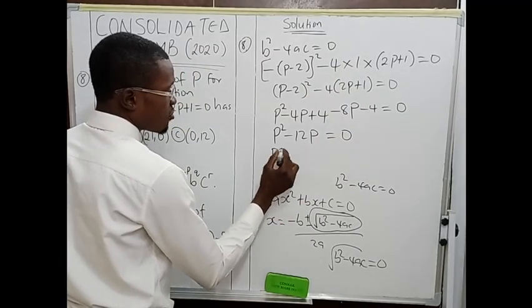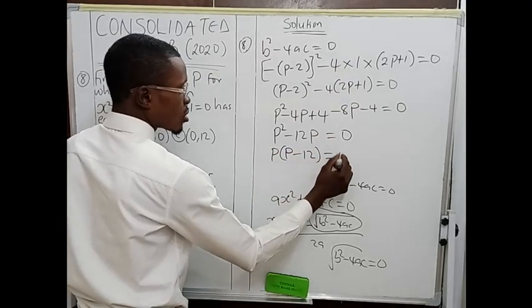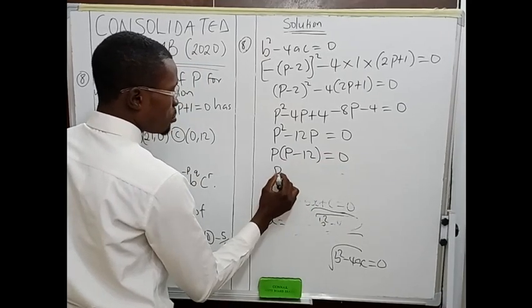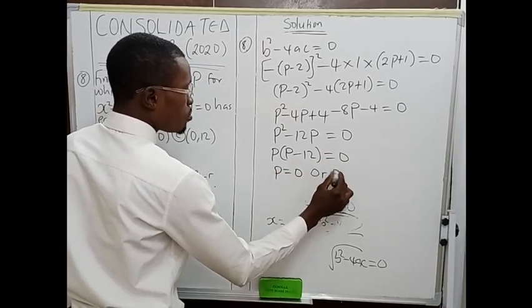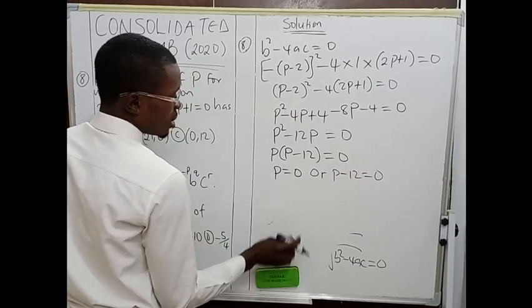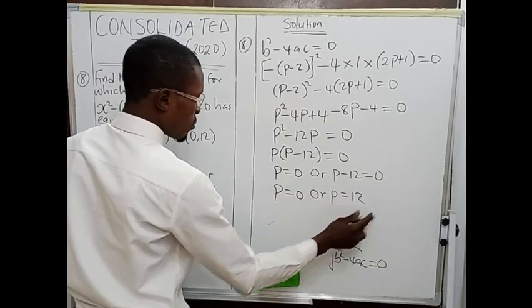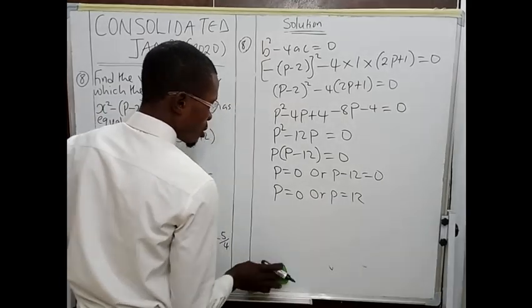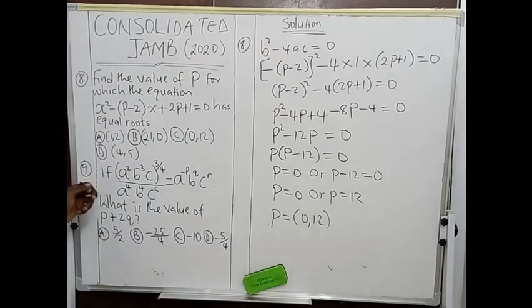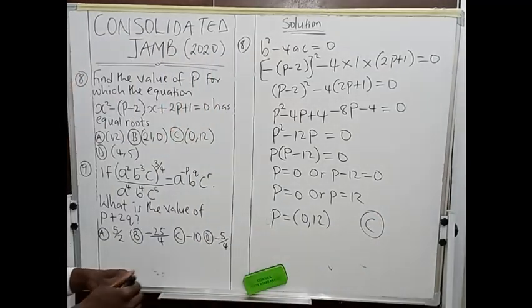Factorize this, p is common. Factor out p from here, you have p left, factor p from here, you have minus 12 equals 0. So what do you have next? p equals 0 or p minus 12 equals 0. So here we say p equals 0 or we say p equals what? 12. Hence we have p to be 0, 12. And that will give us option what? C. Our option C is the correct answer.